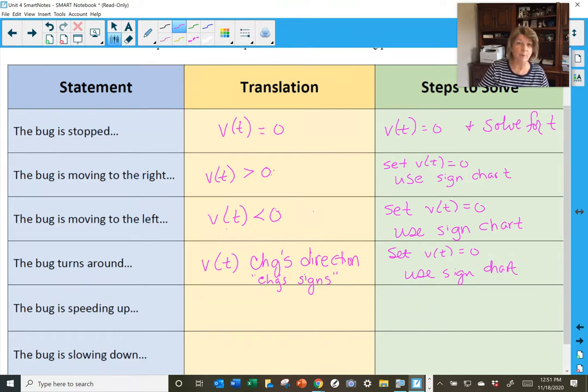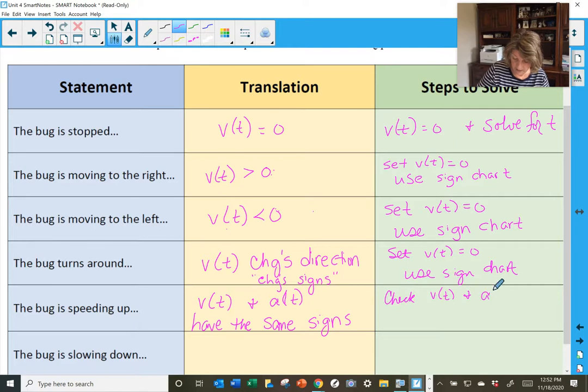The bug is speeding up. In order to know speeding up, I need to know velocity and acceleration. V of t and a of t, so velocity and acceleration, have the same signs. Either they're both positive or they're both negative. So I would check v of t and a of t for their signs. And that might be through a sign chart.